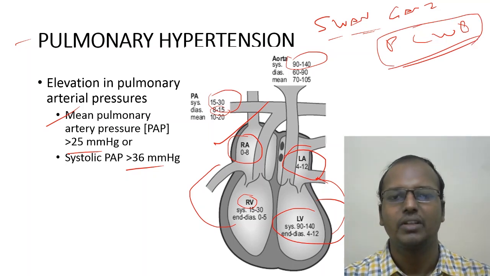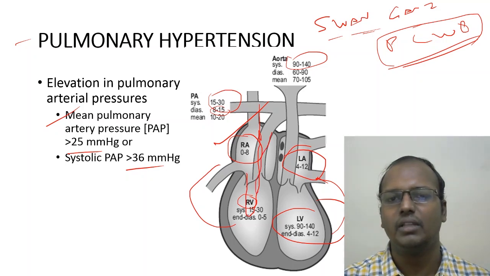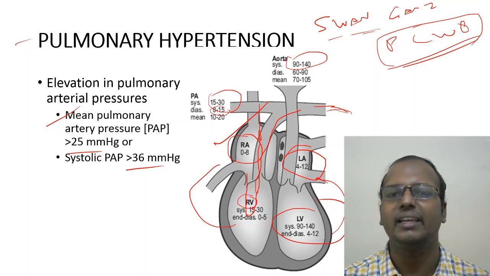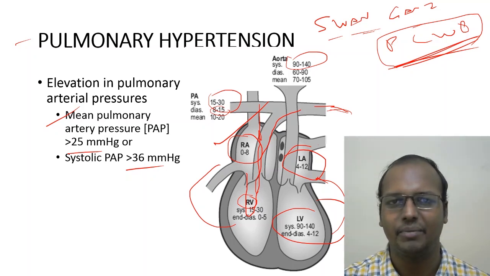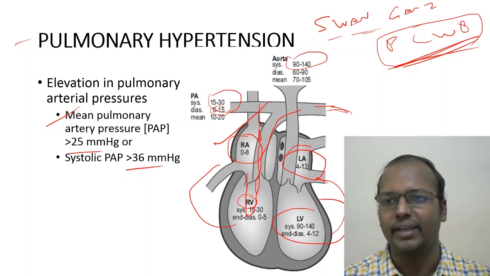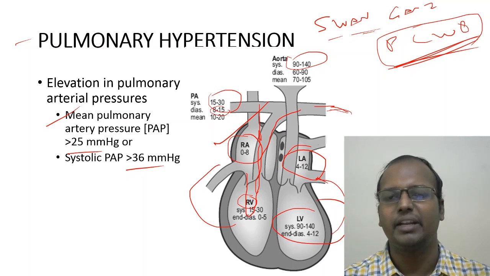Remember this. For the left atrium, we cannot put the catheter directly. We usually put the catheter through this route: right atrium, right ventricle, then into the pulmonary artery and pulmonary capillaries. If you wedge that area, if you block that area, then you can measure the pressure of your left atrium. That is called pulmonary capillary wedge pressure, which indirectly tells you the left atrial pressure. Understood?